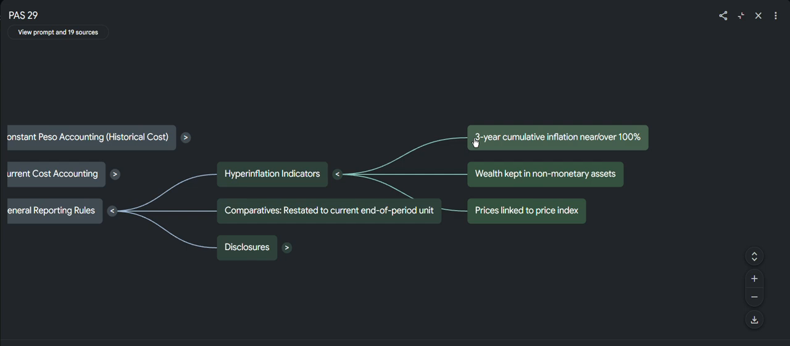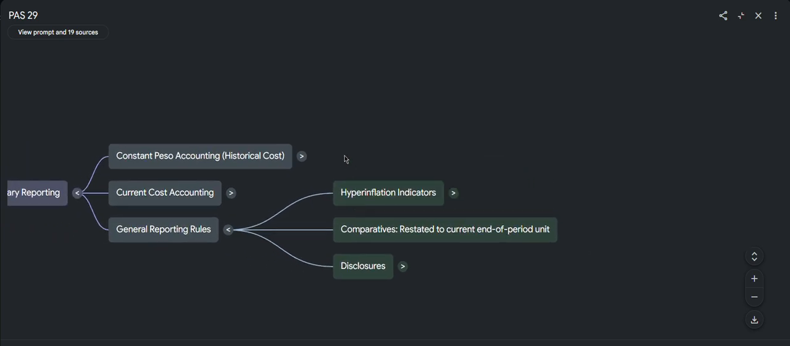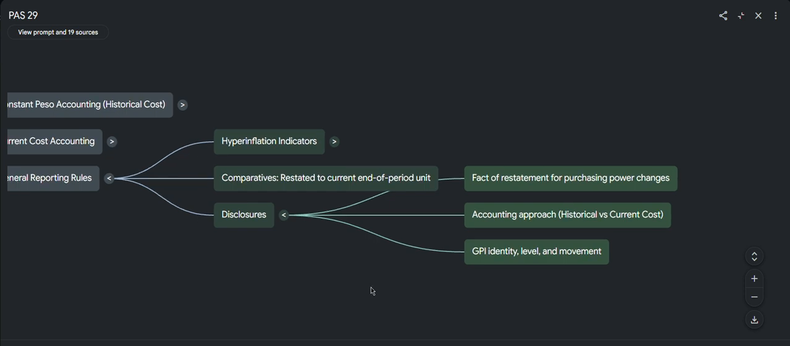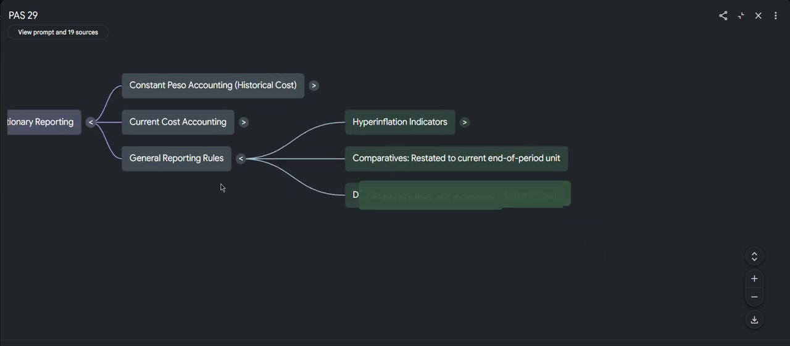So actually, one of the main important recognitions of FAST 29 is the use of price index, which we will discuss later. Another is the comparatives restated to the current end of period unit and the relevant disclosures. The relevant disclosures involve the fact of restatement for purchasing power changes, accounting approach between historical and current costs, and the GPI identity, level and movement.